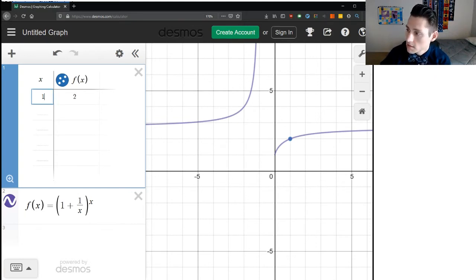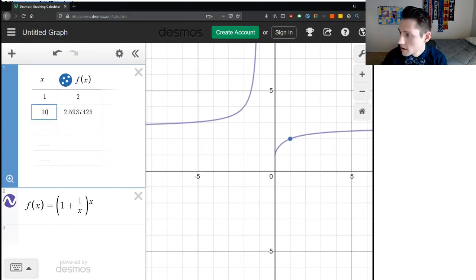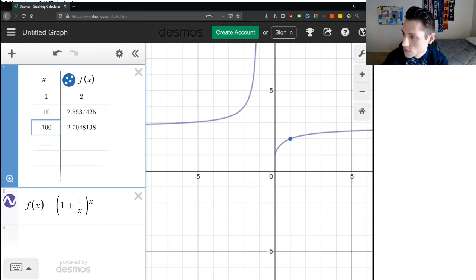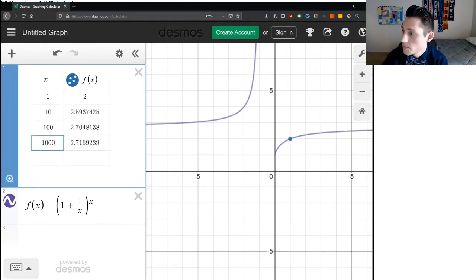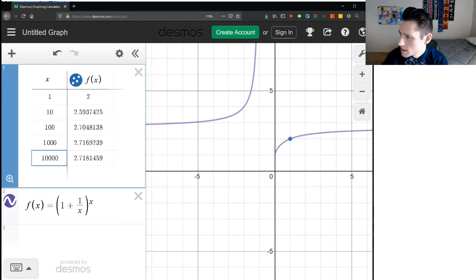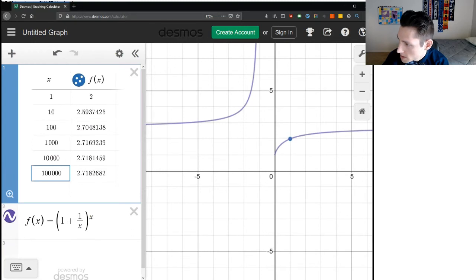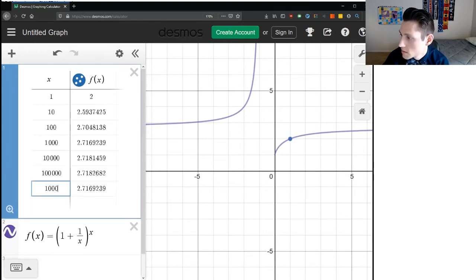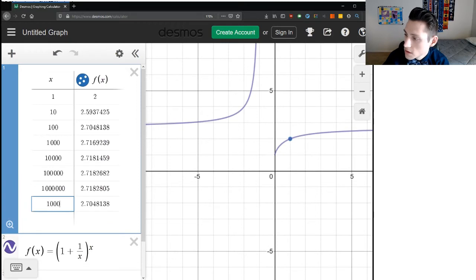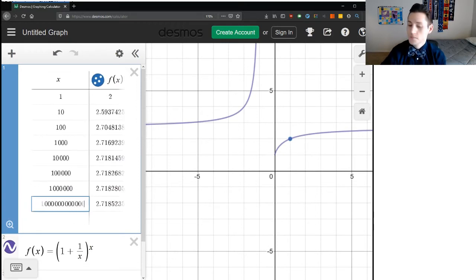So if I plug in 1, we would get 2, which makes sense. If I plug in 10, I get 2.593. If I plug in 100, I get 2.7048. If I plug in 1,000, okay, I still get 2.7 something. 10,000, I still get 2.7 something. Those numbers afterwards are changing, and 100,000, okay, same thing. Or 1,000,000, or however many zeros I want here.